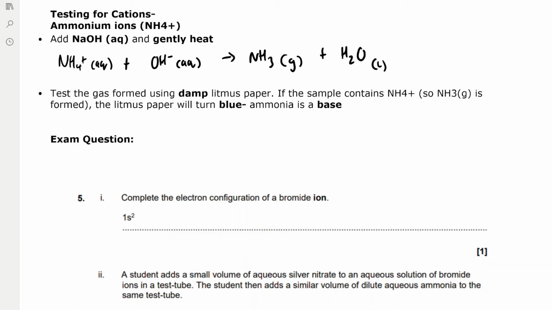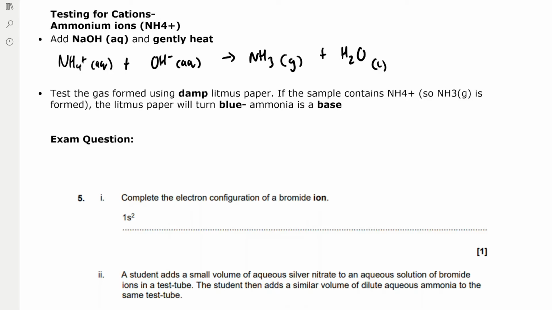Testing for cations. Later in the specification, we talk about testing for transition metals. But for the moment, the only cation that we need to know about is ammonium ions, and these are NH4+ ions. And we can test for these by adding aqueous sodium hydroxide and heating gently. And you can see this ionic equation. Hydroxide ions added to ammonium ions form ammonia gas and H2O liquid.